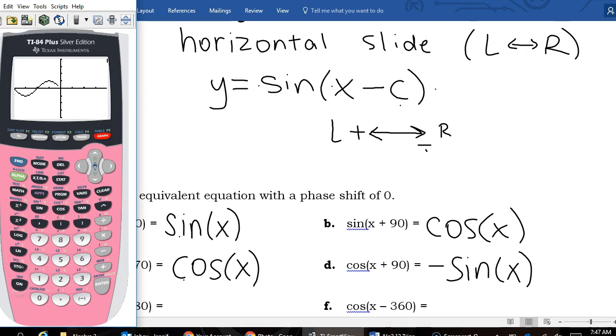So here's my sine. That to me looks like a negative sine. And here is my cosine. That to me looks like a regular cosine.